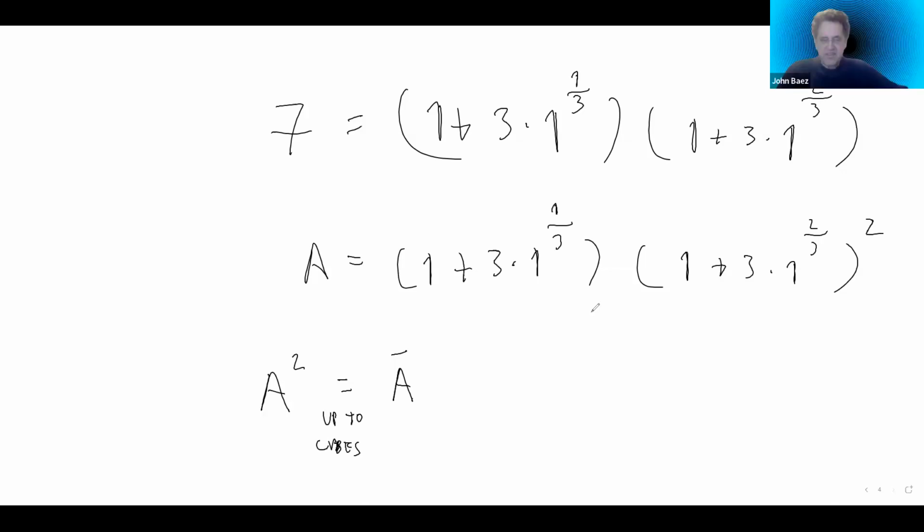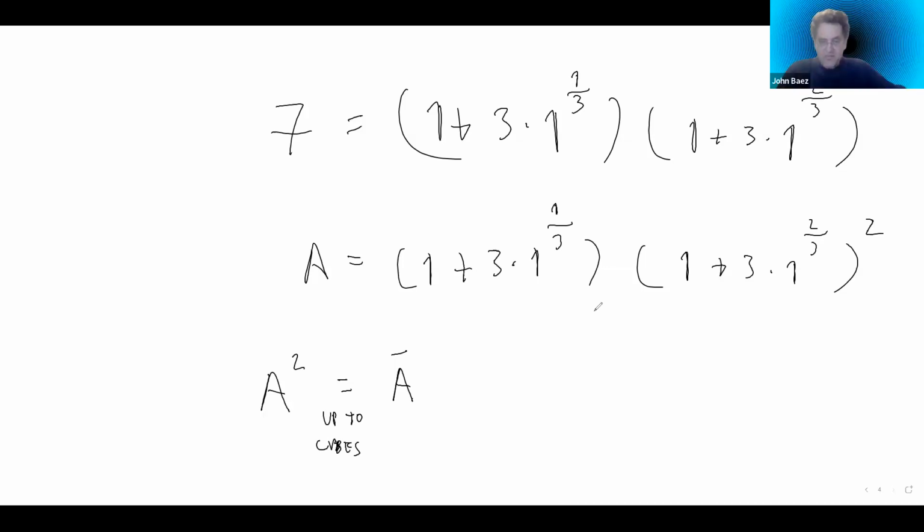Maybe now I'm confused. So A bar would be just the same thing where I switch who is one to the one third and who is one to the two thirds. That's right. So you just move the exponent over onto the left instead of on the right. For some reason, that's supposed to be the same as A squared. Now, if I square A, the part that's the first power gets to be a square, but the part that's a square gets to be a fourth power.